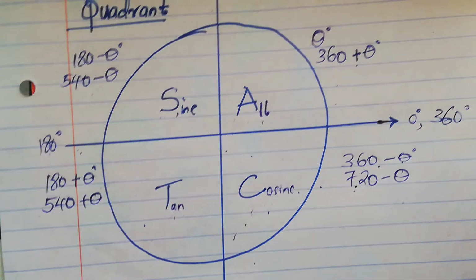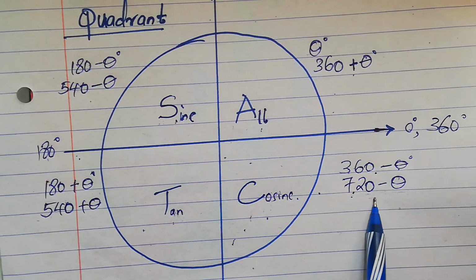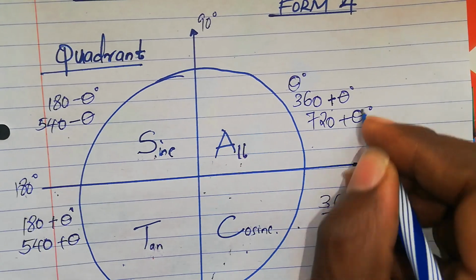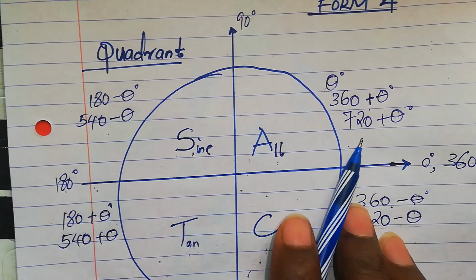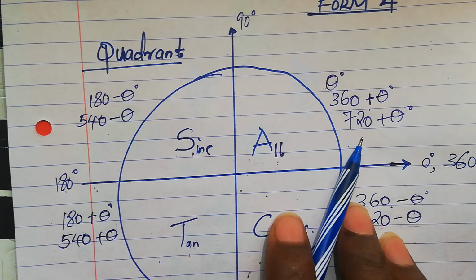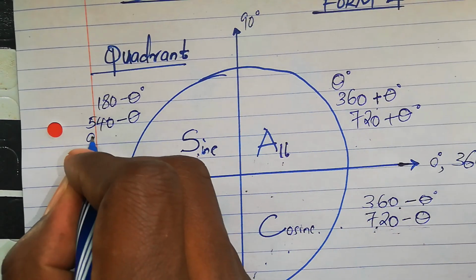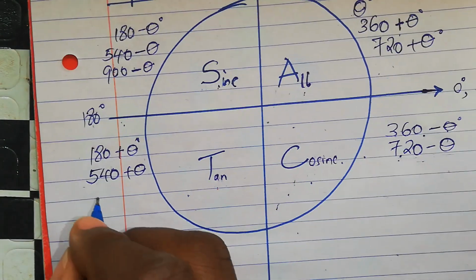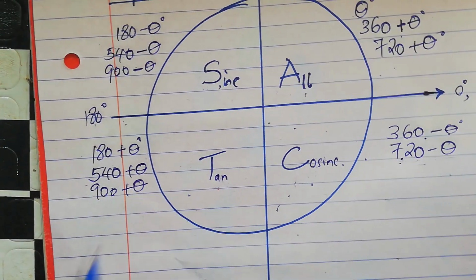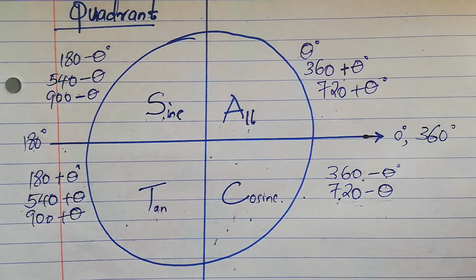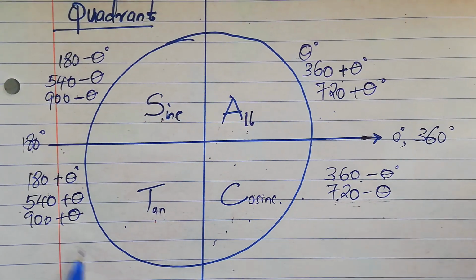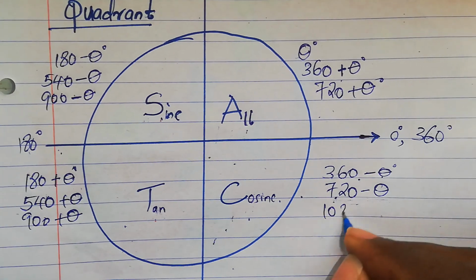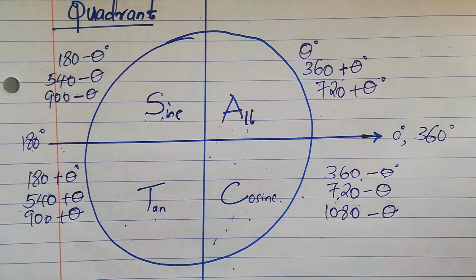We go round 3. Round 3 we begin with this angle that we finished with here. We shall have 720 plus theta, of course degrees. Then you add 180 to it, you will get 900 minus theta. We follow it by 900 plus theta, and finally as we go down to this end, you add 180 here, we have 1080 minus theta.